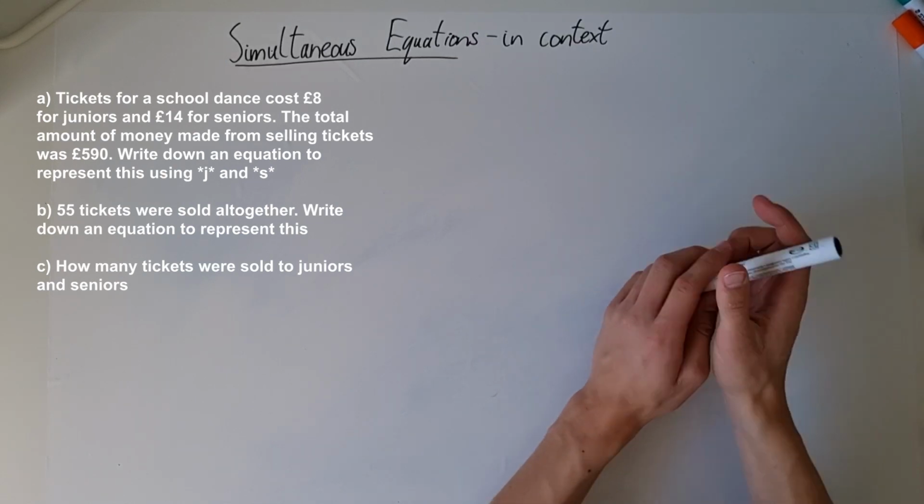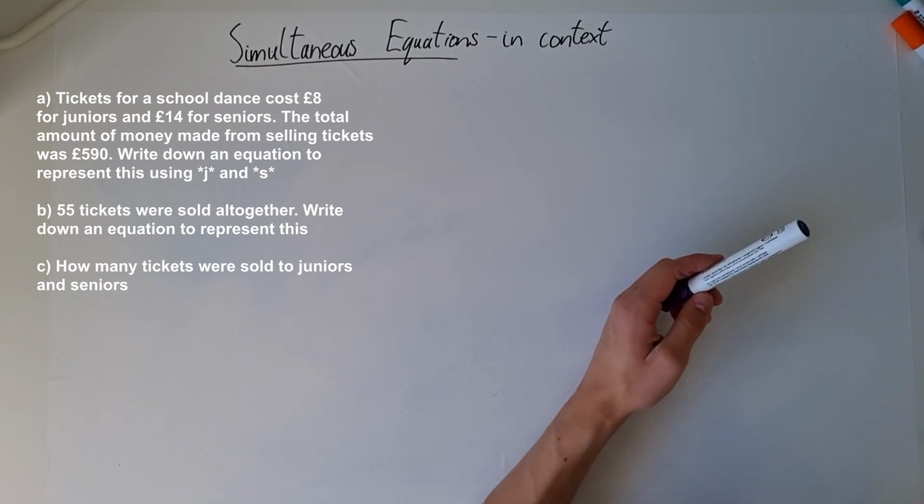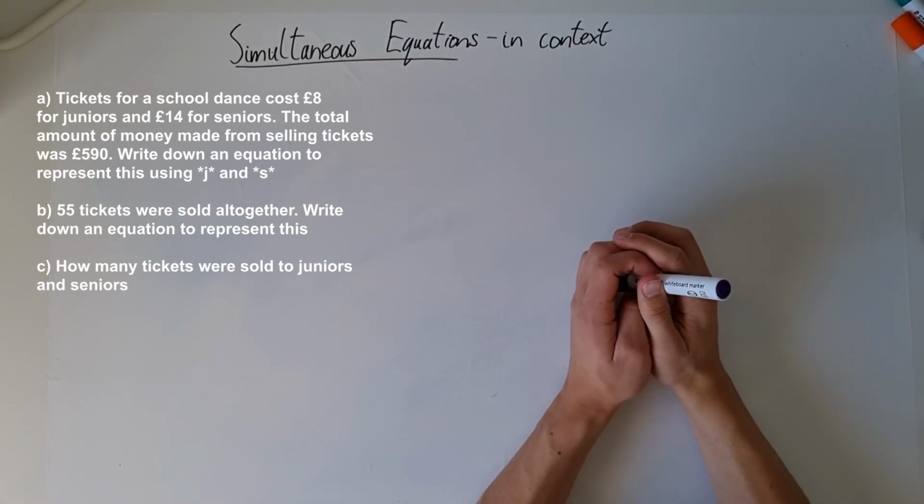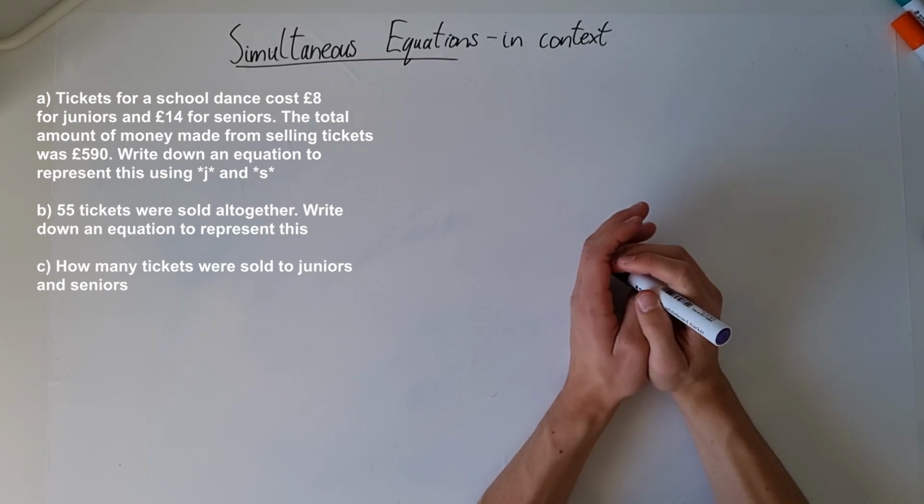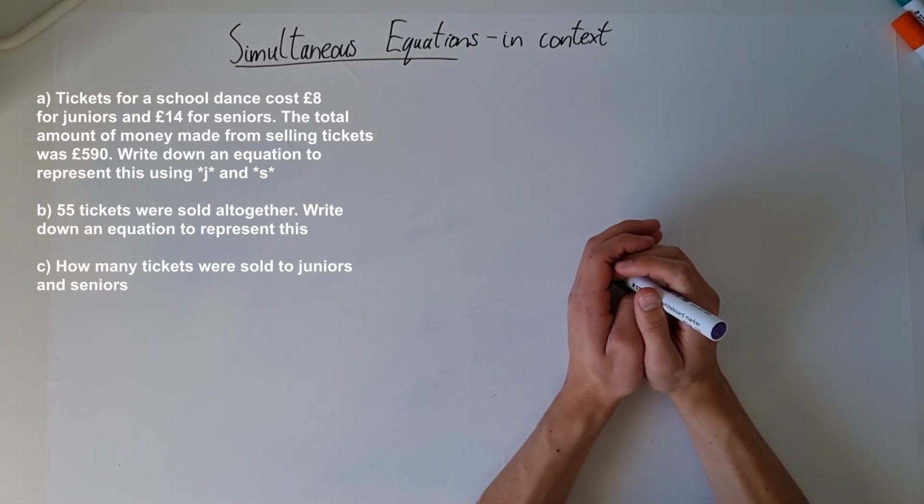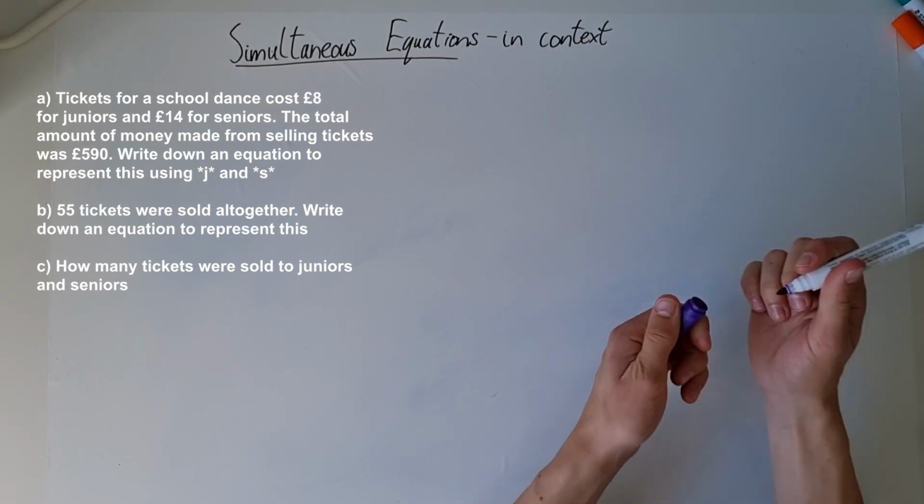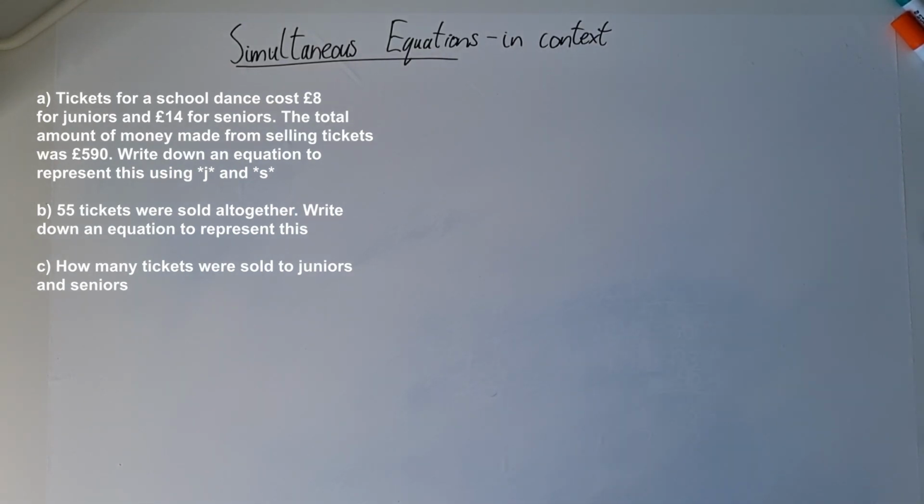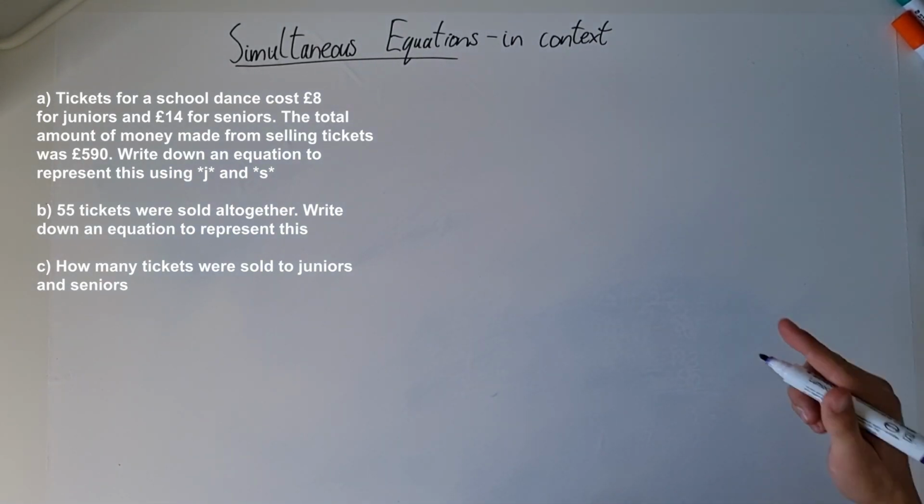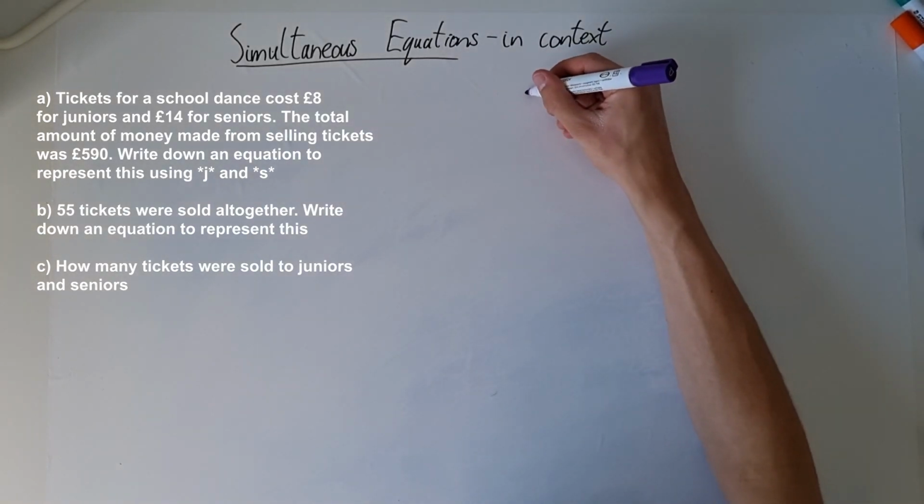Tickets for a school dance cost £8 for juniors and £14 for seniors. The total amount of money made from selling tickets was £590. Write down an equation to represent this. So often it will be split up and you won't just be asked to do one question, it will often be A, B, C. So taking a look, A.